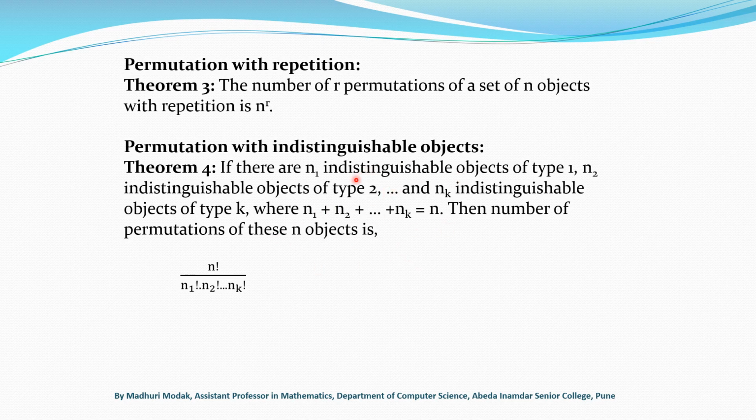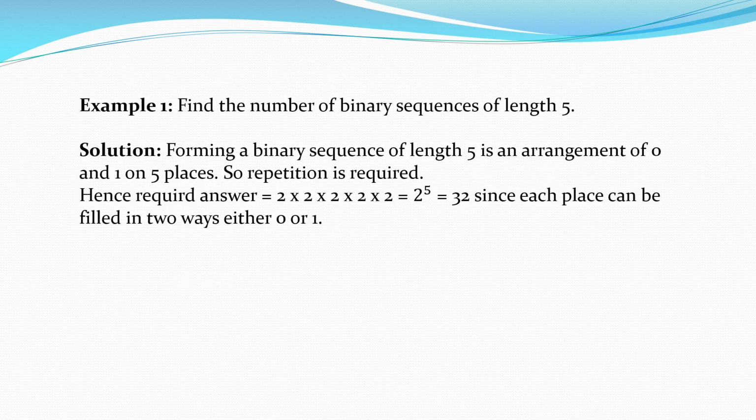See, there are k types of objects available. Of type 1, n1 identical objects, indistinguishable objects. Of type 2, n2 indistinguishable, means identical objects, means all are same. And in this way of kth type there are nk indistinguishable or identical objects. Now total of all these objects is equal to n. Now if we are doing arrangements of all these objects divided into k types, then total number of arrangements, permutations, is equal to n factorial upon n1 factorial into n2 factorial into ... nk factorial.